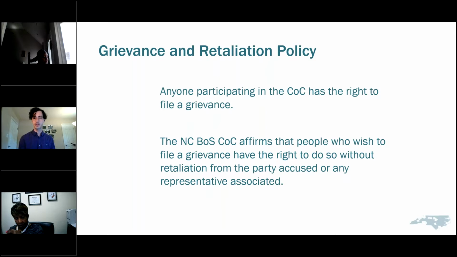And retaliation includes, but is not limited to, harassment, intimidation, violence, program dismissal, refusing to provide services, use of profane or derogatory language to or in reference to the complainant, or a breach of contract. So the balance of state COC affirms that people who wish to file a grievance have the right to do so without retaliation from the party accused or any representative associated.